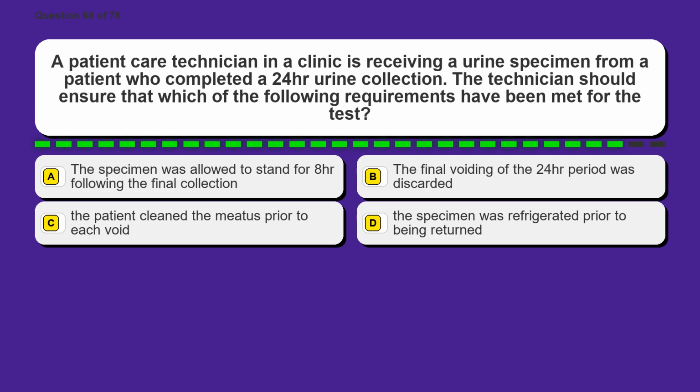Question 68. A patient care technician in a clinic is receiving a urine specimen from a patient who completed a 24 hours urine collection. The technician should ensure that which of the following requirements have been met for the test? Option A. The specimen was allowed to stand for 8 hours following the final collection. Option B. The final voiding of the 24 hours period was discarded. Option C. The patient cleaned the meatus prior to each void. Option D. The specimen was refrigerated prior to being returned.